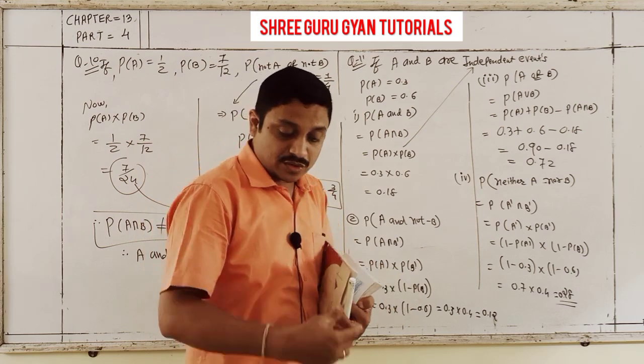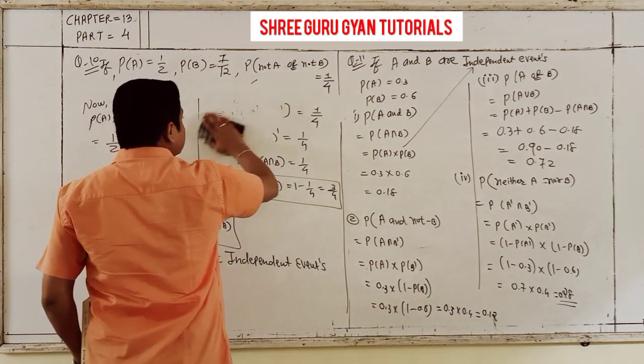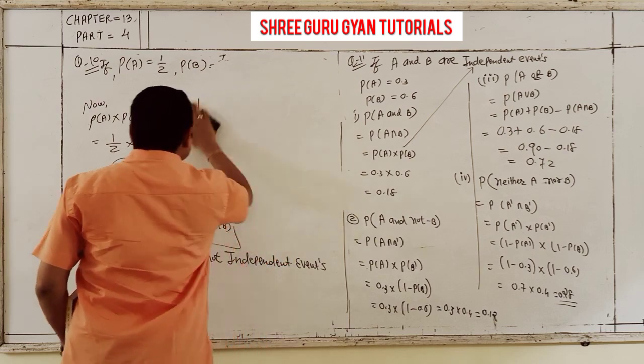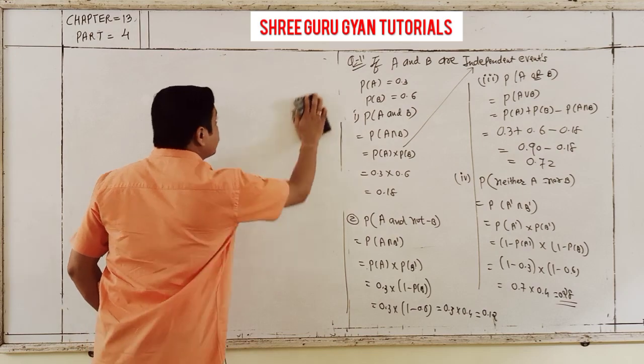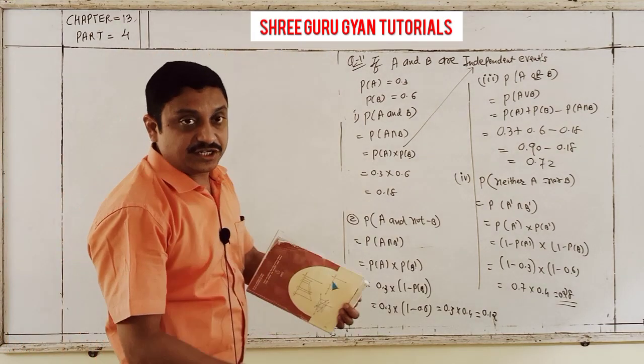Now continue, question number 12, students. 12 is also important for the final exam. Exam related important questions, the 12th one. Yes, that is also important.